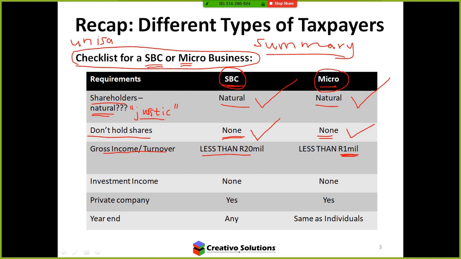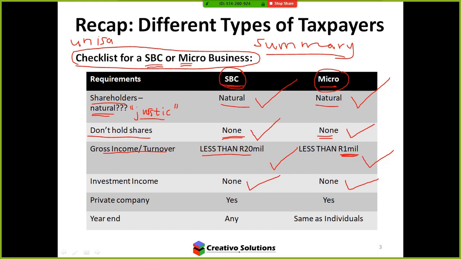And then if you've identified all of those criteria points as being correct, then you keep going. Investment income, there shouldn't be any. Investment income could be something like rental of property or something similar, where you have investments generating income.